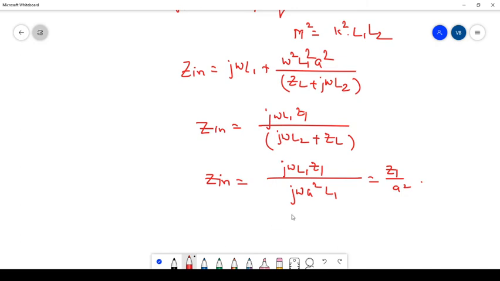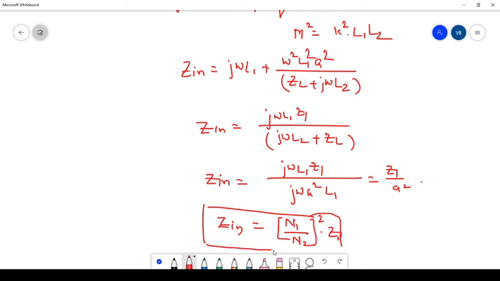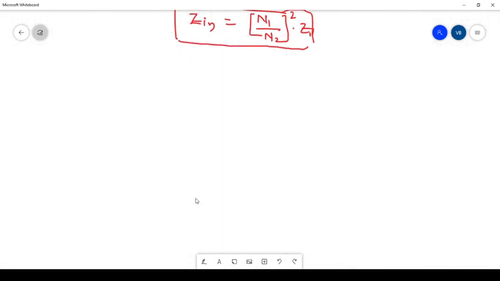So that a² is nothing but N2 by N1. So we can write that (N1 by N2) whole square into Z1. So we can write Zin is equal to (N1 by N2) whole square into Z1. Okay, are you getting? So by the relation, what you have? Here Z1 is nothing but ZL, the load impedance ZL.